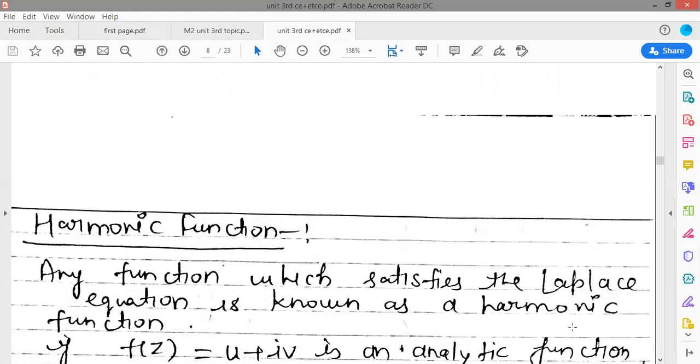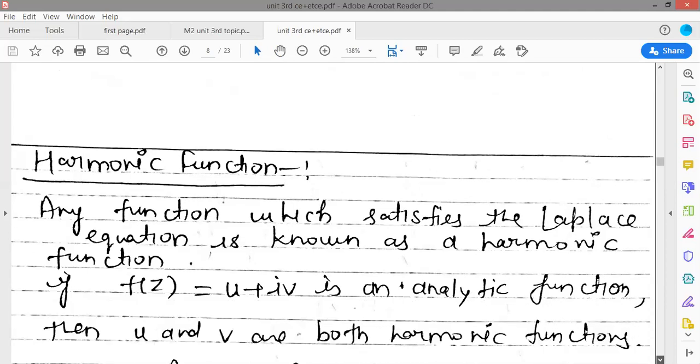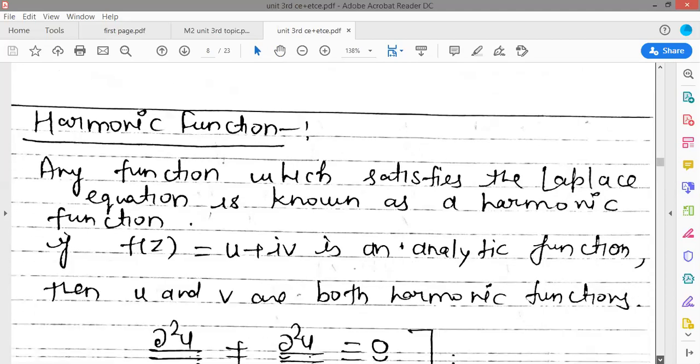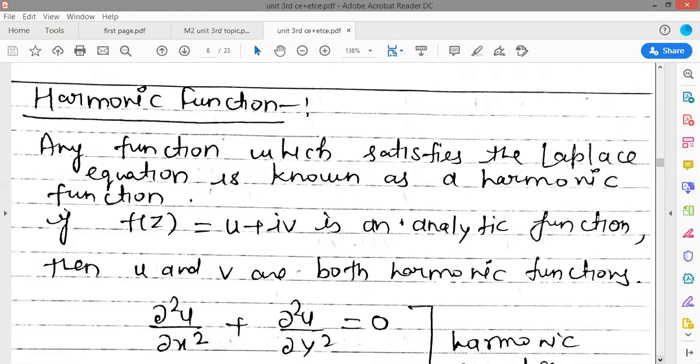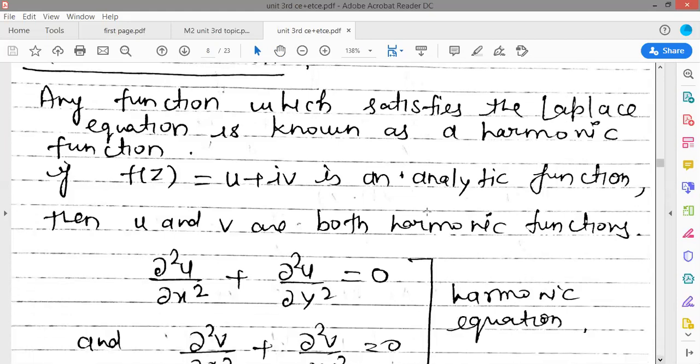Any function which satisfies the Laplace equation is known as a harmonic function. So what is the Laplace equation? Del 2u upon del x2 plus del 2u upon del y2 is equal to 0. First, we know that if f(z) is equal to u plus iota v, it is an analytic function, as we have already discussed in the previous lecture.